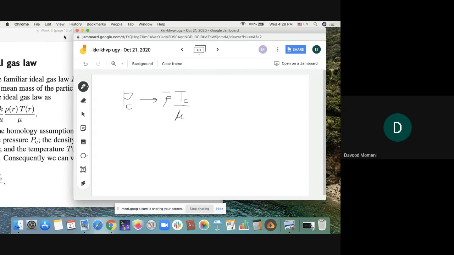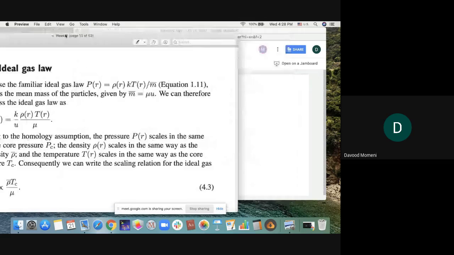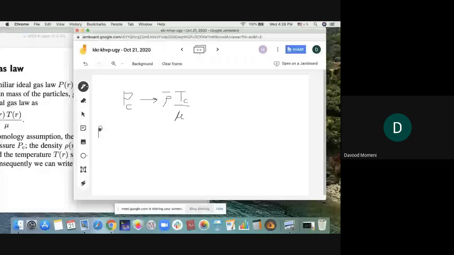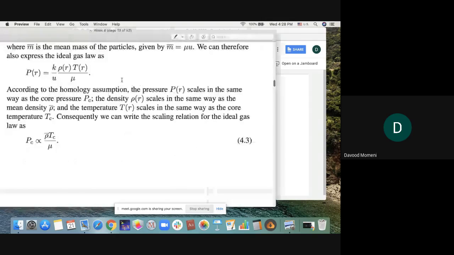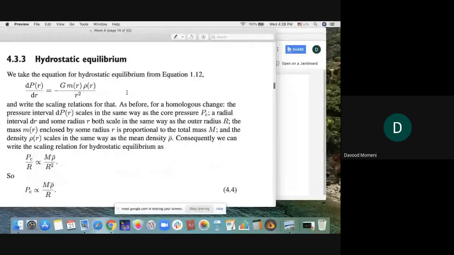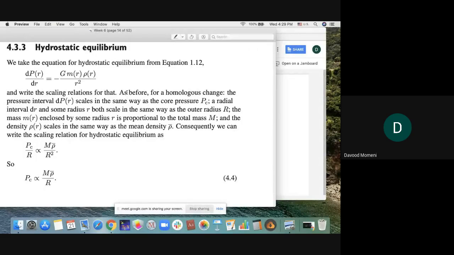Okay. So if you have an equation with P, just scale it that way. Divide this equation by the central pressure, make the equation dimensionless, and divide the rho by the average rho, and divide T by the central temperature. That makes your equation scale independent. For example, the considerations which I told you can be used to rescale the hydrostatic equilibrium equations.